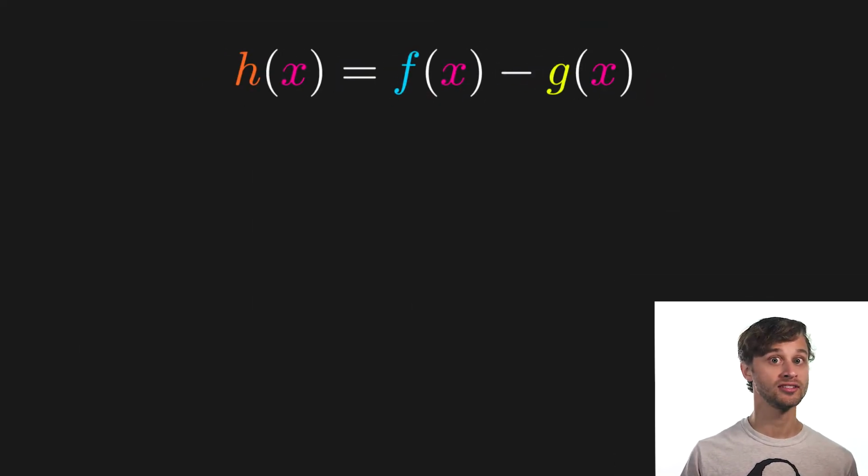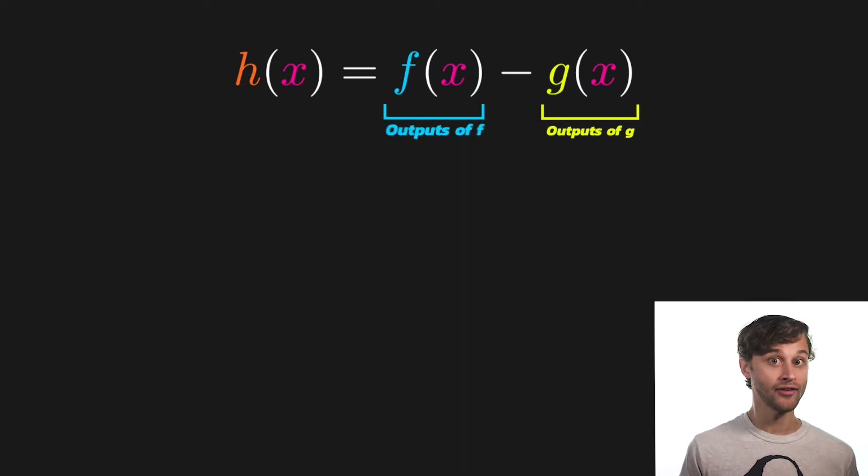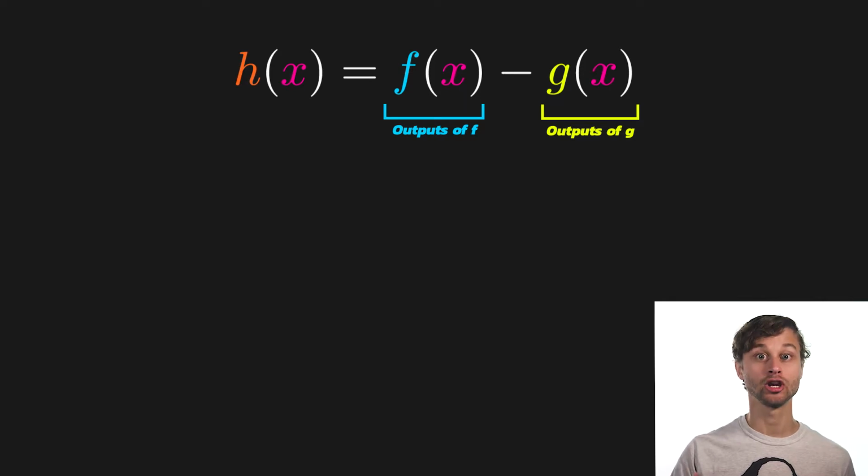What that means is that if I take a function f, for instance, and subtract function g from it, what I'm doing is taking the outputs of g and subtracting them from the outputs of f. Pretty straightforward, but that can come up with some interesting graphical representations. Check out this function here.